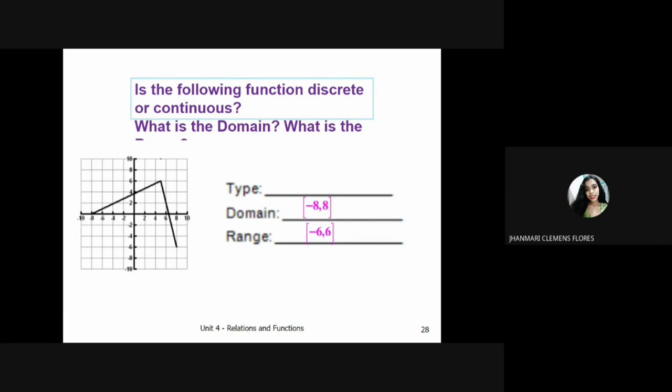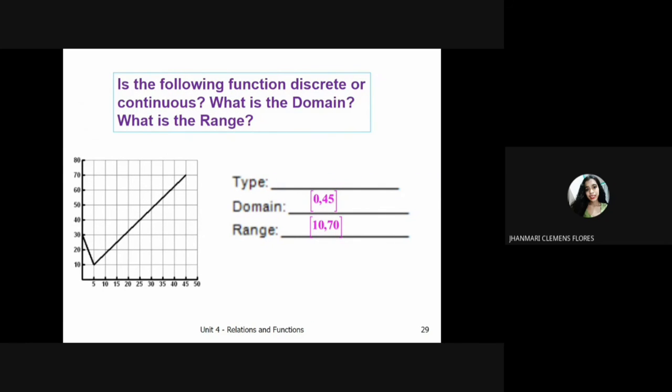3, 2, 1. It's continuous. Tell me if this is continuous or discrete. 3, 2, 1, 0. And here we go. It's continuous. Nice, you based it on the line.